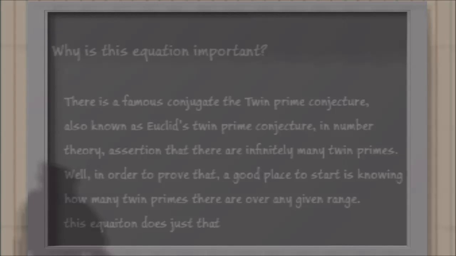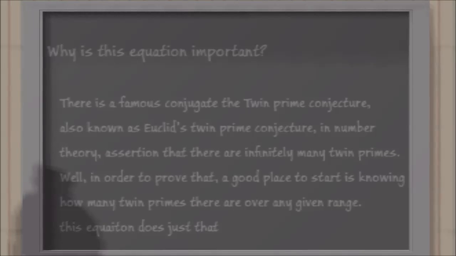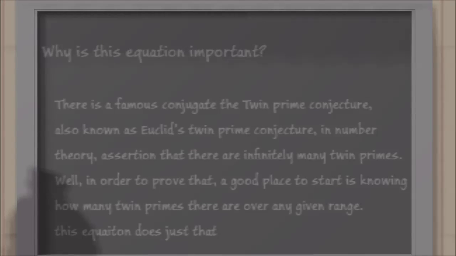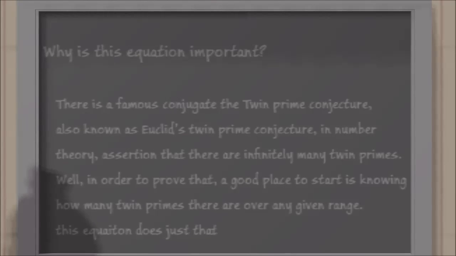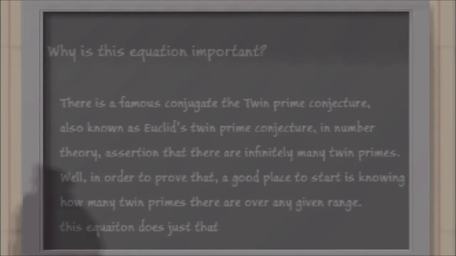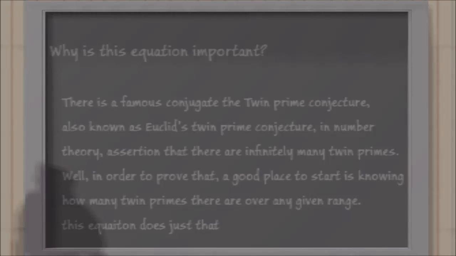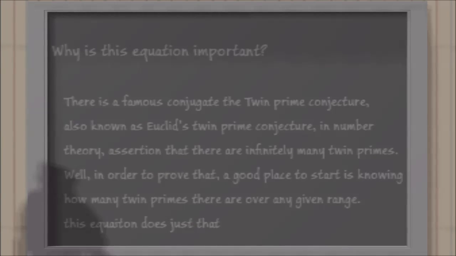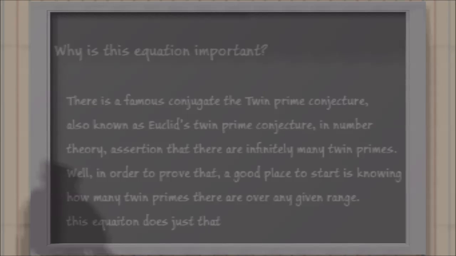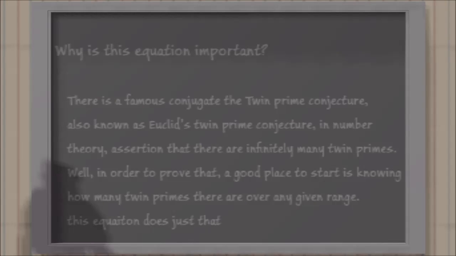So why is this equation important? There is a famous conjecture called the Twin Prime Conjecture, also known as the Polignac twin prime conjecture in number theory, that asserts that there are infinitely many twin primes. In order to prove that, I thought a good place to start is actually to know how many twin primes there are in a given range, and then we could build on that equation. This equation does just that. It tells you how many twin primes there are in a given range.